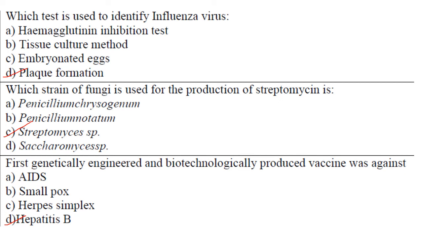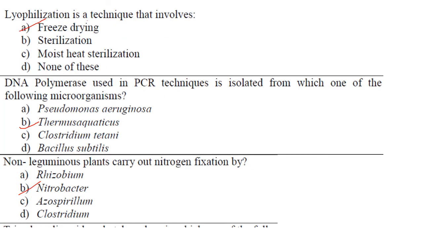The first genetically engineered and biotechnologically produced vaccine was against hepatitis B, Engerix. It was called Engerix, a recombinant DNA vaccine. Answer is option D. Lyophilization is a technique that involves removal of water for increasing shelf life and also for transport. So it involves freeze drying.